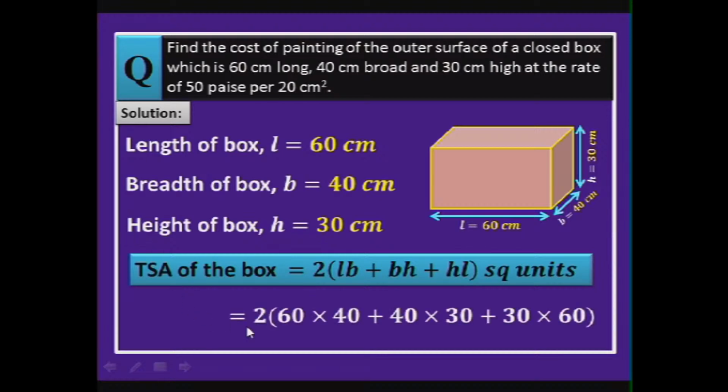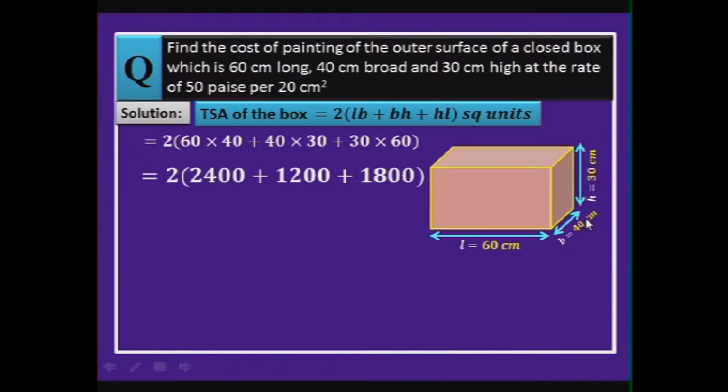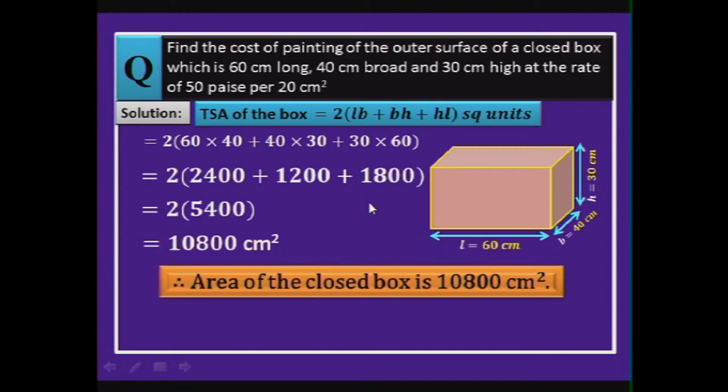Now, let us substitute the values of L, B and H. So, it will be 2 into LB, that is 60 into 40, plus BH, 40 into 30, plus HL, that is 30 into 60. Now, let us multiply these, children. What do you get? Yes, you get 2 into 2400 plus 1200 plus 1800. Now, let us add all these 3 terms. What do you get? 5400. So, we get 2 into 5400. On further multiplication, you get 10,800 centimeter square. That means the area of the closed box is 10,800 centimeter square.